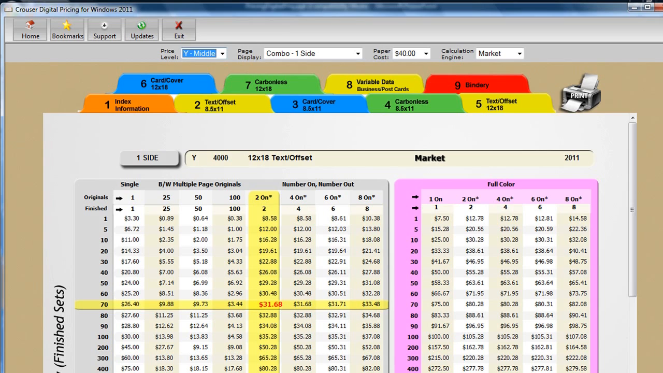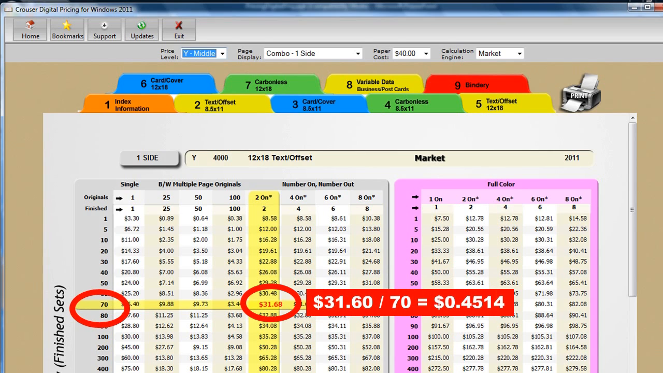Now here's an easy way for you to put the Crouser guide information into your software's estimating grid, however. Go to a specific price page and find the price, and then just divide the price by the length of run, and you have your specific grid price to enter.